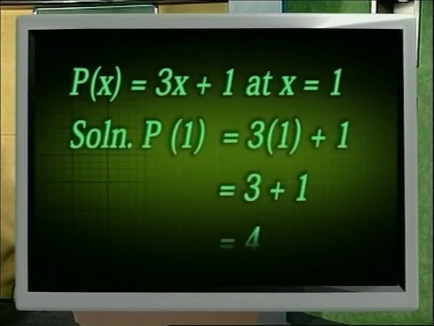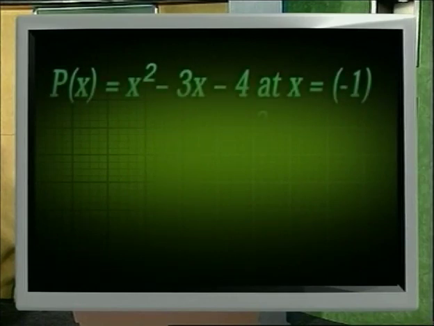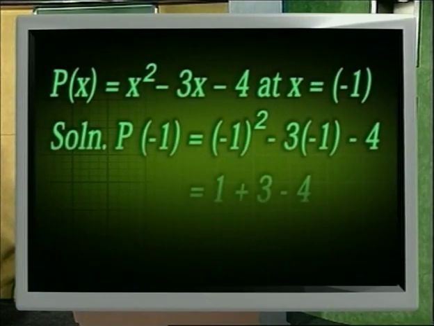3 multiplied by 1 plus 1 equals 3 plus 1 equals 4. Now children, let us understand by replacing it in a quadratic polynomial, that is, we take p(x) is equal to x square minus 3x minus 4 at the value of x is equal to minus 1. Since it is a negative number, we put it in brackets.